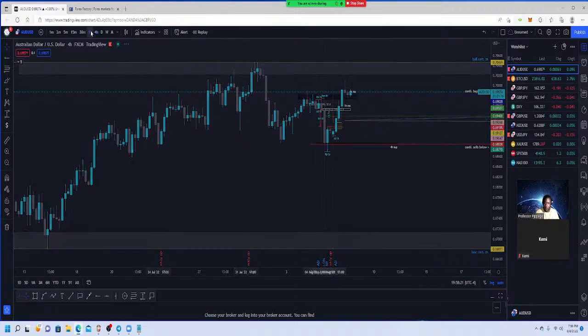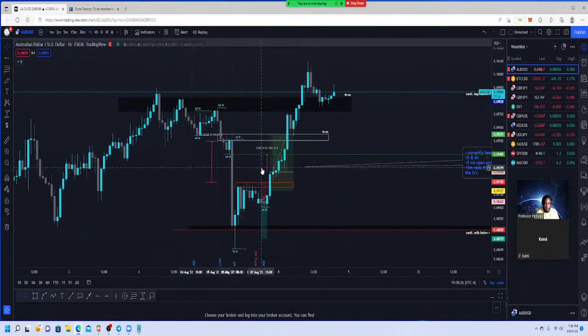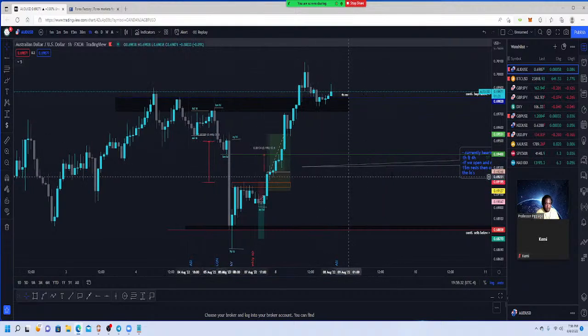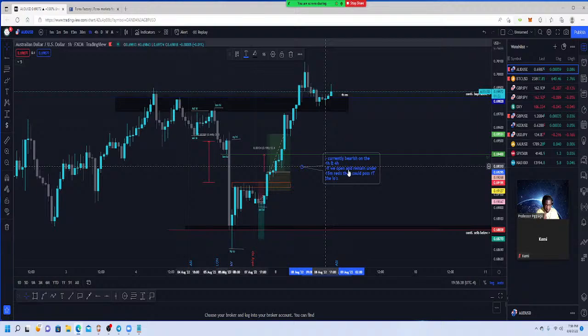Right now, it's almost 8 o'clock, potentially. Let's see. Let's line him up. We can get rid of this. And then I have the analysis out from the weekend analysis. Currently bearish on the 1H and 4H. If we were open and remain under this 15-minute resistance, this red line here, this red area here, then we could possibly retest the lows. So I had the trade idea out.